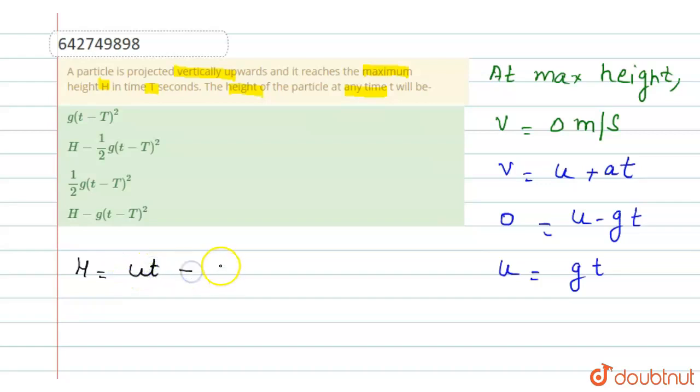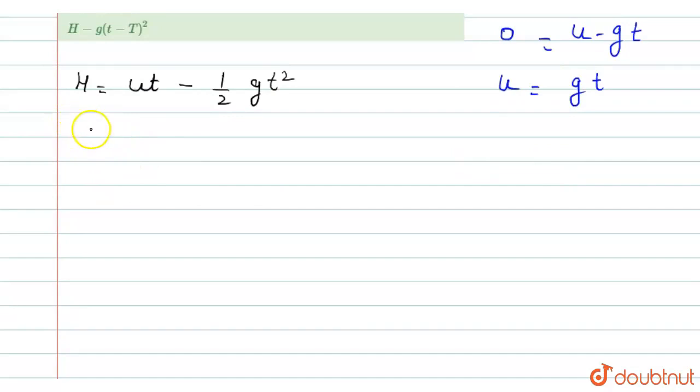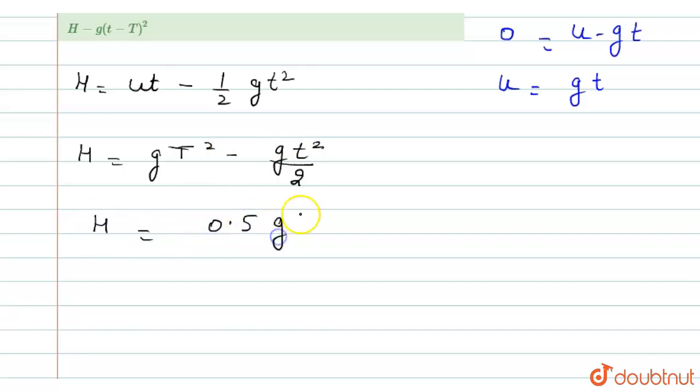ut minus half gt square. Now we put the values. H is equal to uT minus half gT square, and we have the value of u is equal to gT, so gT square minus gT square by 2. From here we calculate the value of h is equal to 0.5 gT square, right?